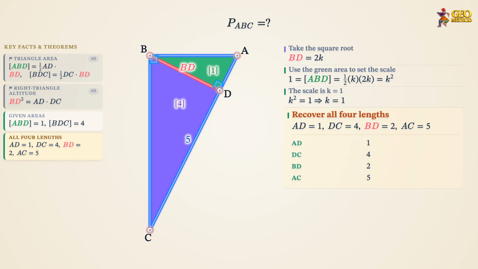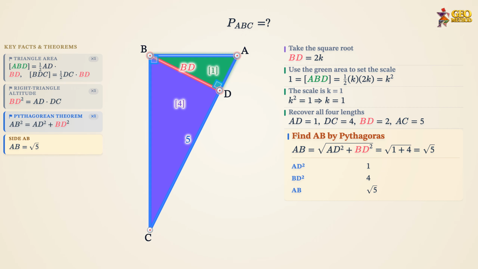Feed K equals 1 back into every length. Segment AD is 1, segment DC is 4, the altitude BD is 2, and the hypotenuse segment AC is 5. Only the two legs, segment AB and segment BC, are left to find. The green triangle ABD has a right angle at D, with leg segment AD equal 1 and segment BD equal 2.